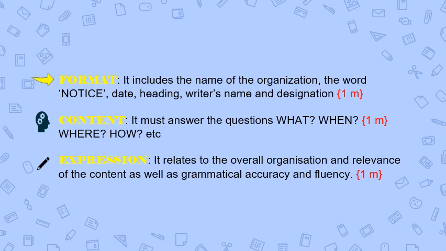The content part. The content part of the notice should answer the WH questions like what, when, where, how. And if you write all these, then you will be scoring 1 marks. The content should be well organized, relevant, and grammatically accurate. If these points are fulfilled, then you will score 1 marks for the expression.